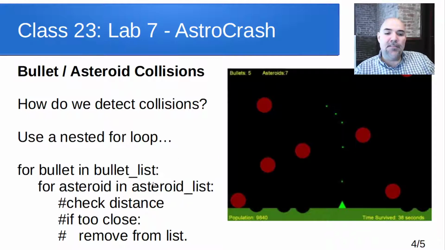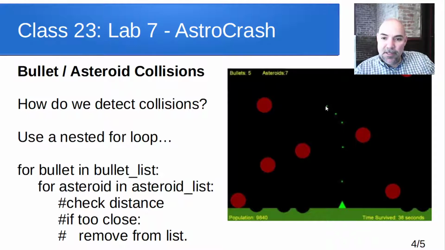Well, we need to have a nested list. In other words, go through every bullet and then check every asteroid for every bullet. So check this bullet. Is that one colliding with that one? No. Is it colliding with that one? No. Is it colliding with that one? No. So we go through all of them. And if it's not colliding with any of them, then we're okay.